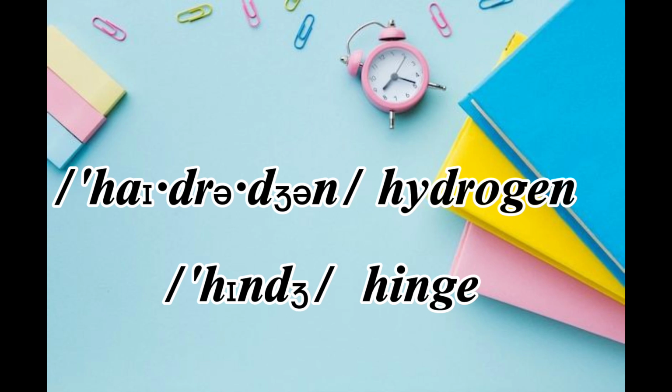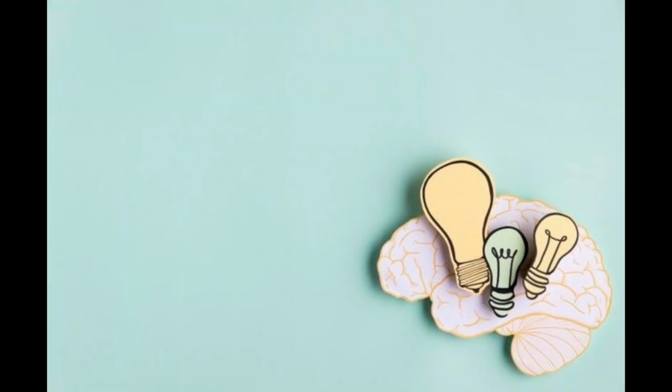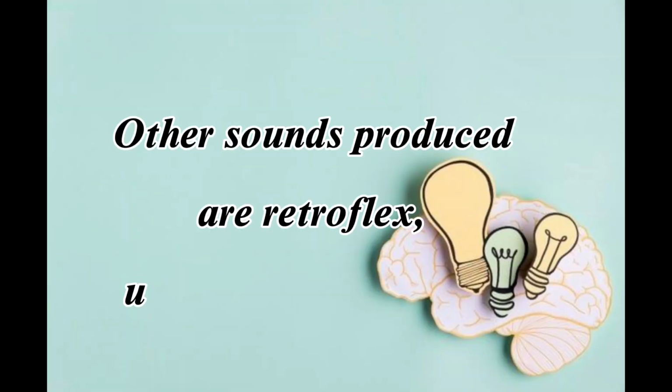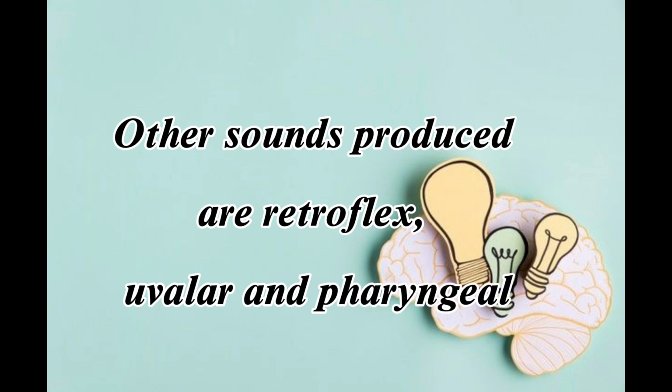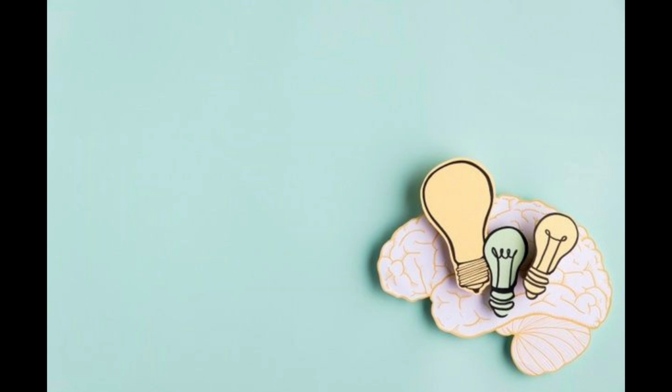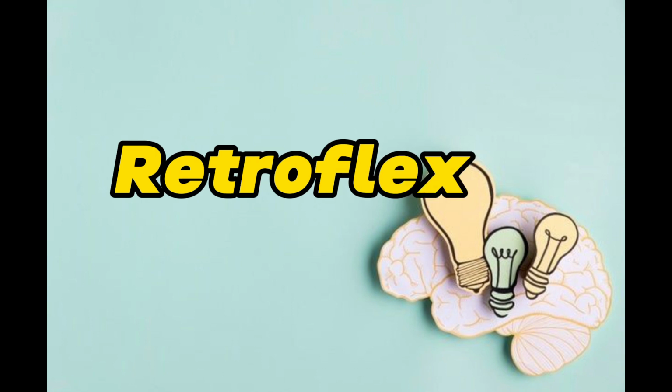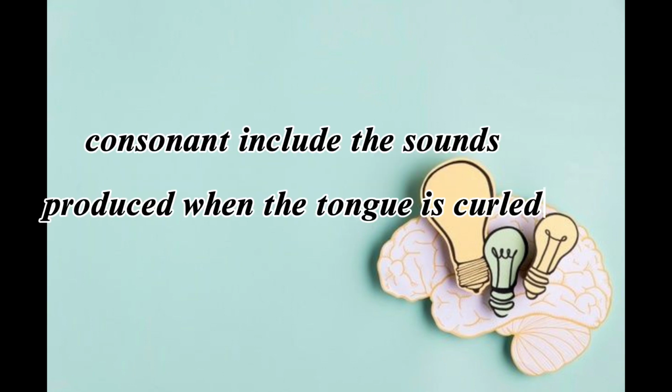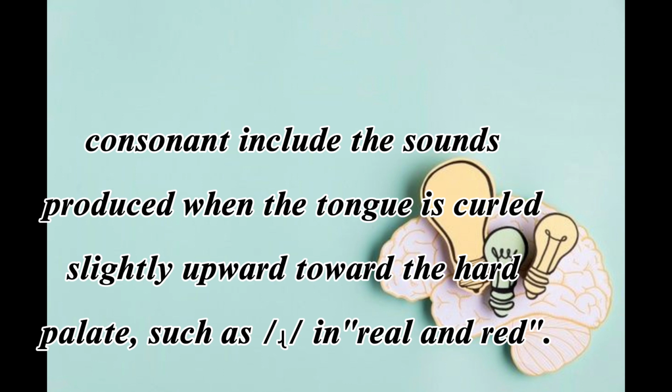And now, let's proceed to other sounds produced: retroflex, uvular, and pharyngeal. The first one is retroflex. It is a consonant that includes sounds produced when the tongue is curled slightly upward toward the hard palate, such as r in real and red. It produces sounds when the tongue is curled backward in a back flip type of motion.